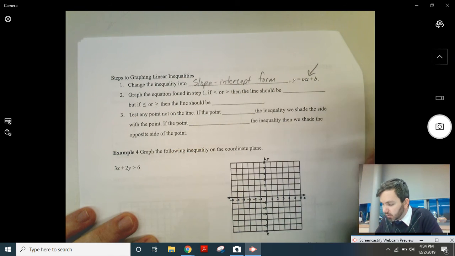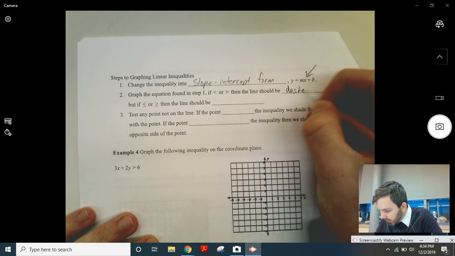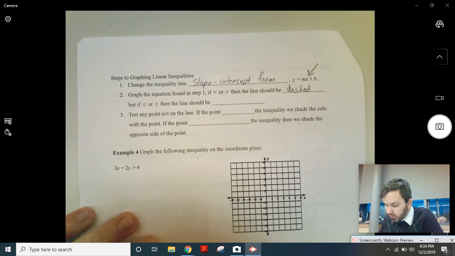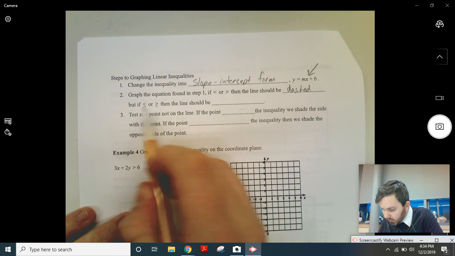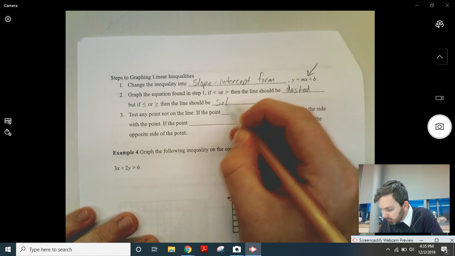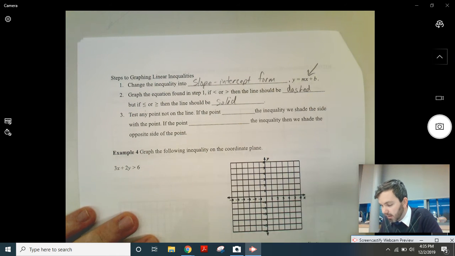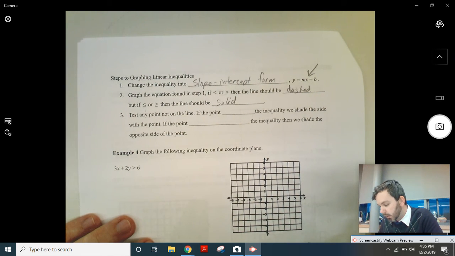If we don't have equal to, our line is going to be dashed. And this represents the fact that we're not equal to on that line. Whereas over here, when we have the equal to part, we're going to have a solid line. And that is because we're equal to on that line. So that's the next big thing.